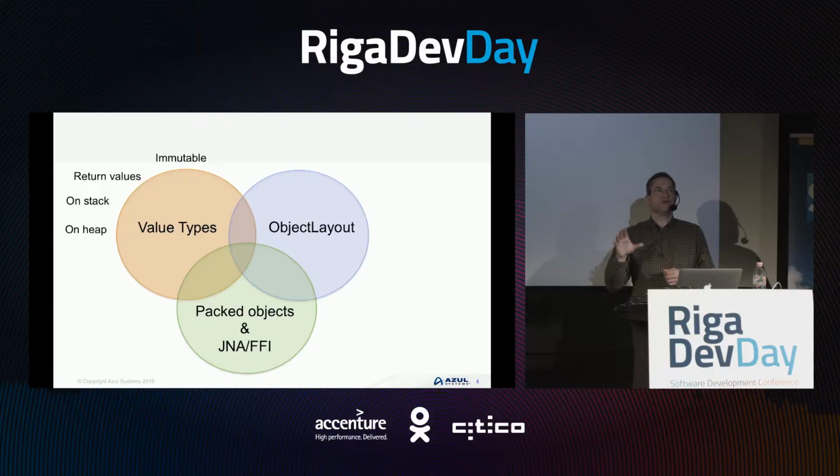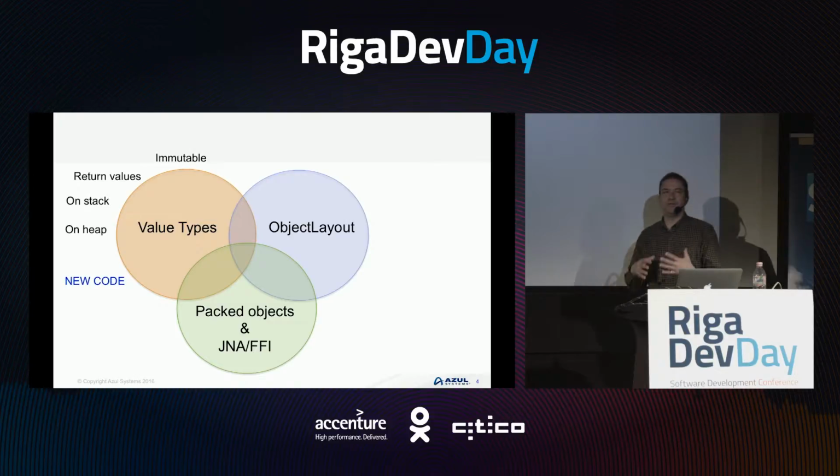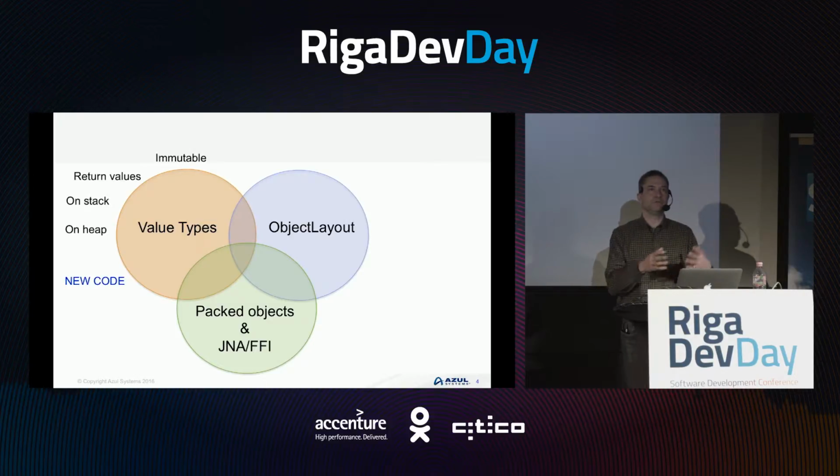This requires new code. If you look at the way that value types, certainly the proposals that have been made so far, are going to work, then you will have to write new code. You'll have to modify things, write things in a different way.